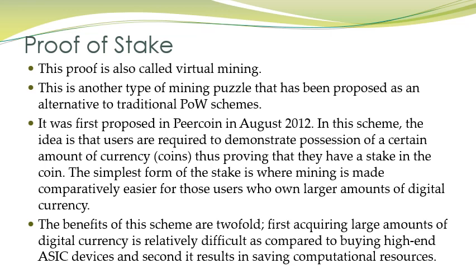We have studied the different disadvantages: the monopoly problem, proof of work requires expensive hardware, and it consumes lots of power also. So the alternate to the proof of work mechanism is proof of stake, and there are other algorithms also, proof of burn and proof of elapsed time, which we will study in the next session. The algorithm we have to study in this session is proof of stake. This is also called virtual mining, and it is another type of mining puzzle that has been proposed as an alternate to the traditional proof of work scheme.